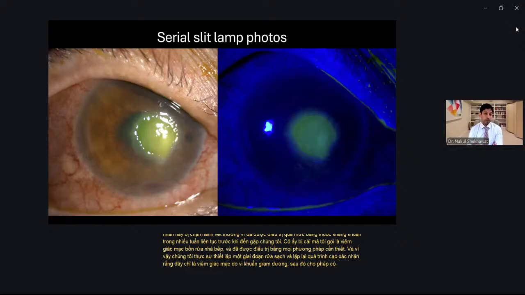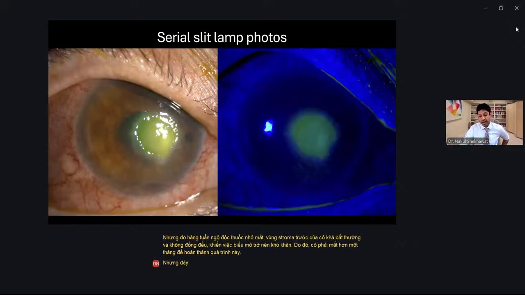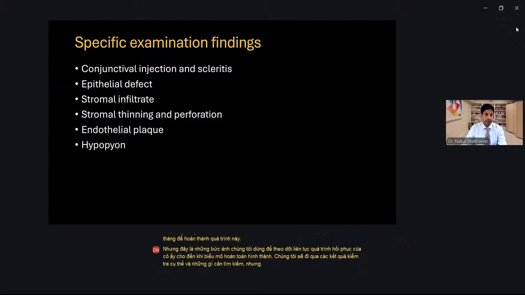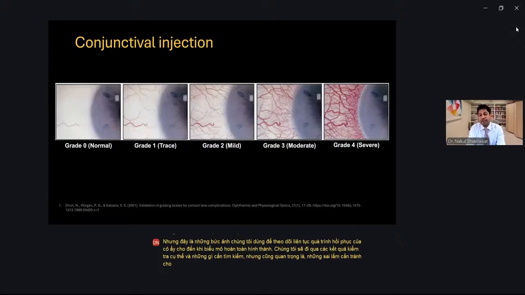But because of the weeks and weeks of eye drop toxicity, her anterior stroma was quite irregular and uneven, and it was difficult for her to epithelialize, and so she took well over a month to epithelialize. But these are the slit lamp photos we used to serially track her healing until she fully epithelialized. We'll go through specific examination findings and what to look for, but also importantly mistakes to avoid for each of them. I'll briefly touch upon conjunctival injection grading.